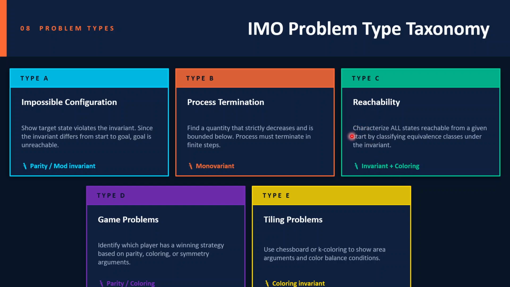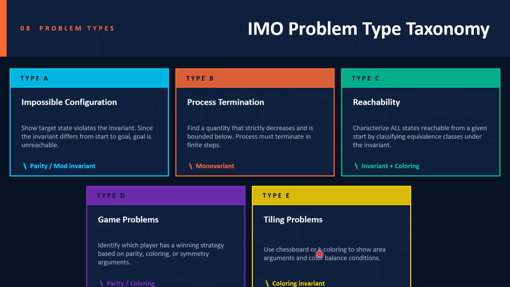Reachability characterizes all states reachable from a given start by classifying equivalence classes under the invariant. You just perform some allowed operations so that you can look at what could be reached and what could not. So we have game problems. Identify which player has a winning strategy based on parity, coloring or symmetry arguments. This is called a game problem because we have many example questions based on games. So here it's just completely parity and coloring.